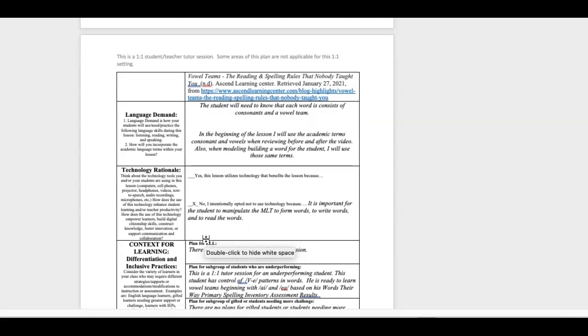I really didn't use technology in this lesson other than the video because I feel it's important for the students to manipulate the magnetic letter tiles, the MLTs, to form words, then write the words, and then read the words.